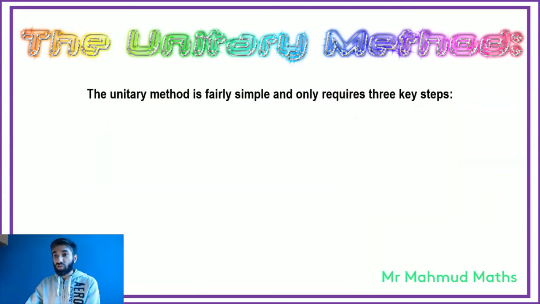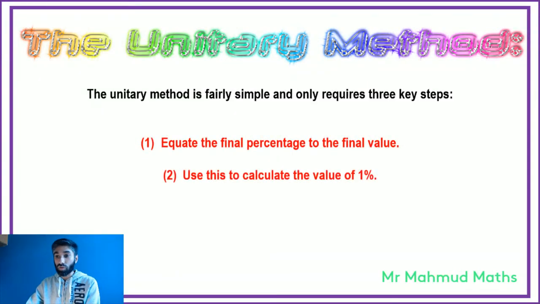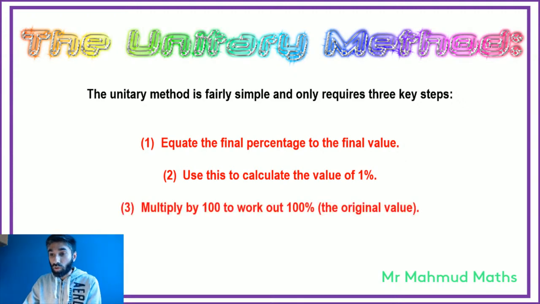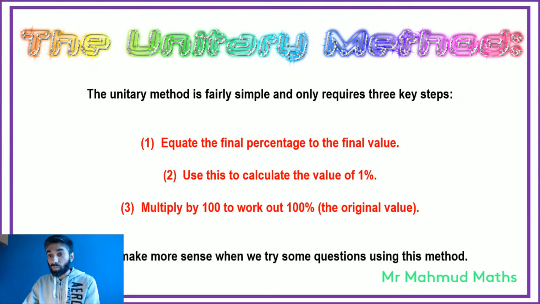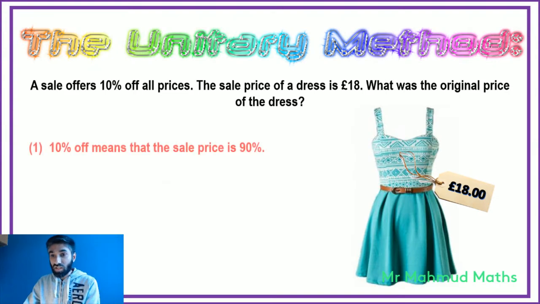Now, the unitary method is fairly simple and only requires three key steps. Equate the final percentage to the final value. Use this to calculate the value of 1%. And then multiply by 100 to work out 100%, the original value. This will make more sense when we try some questions using this method. Okay, so let's have a look.